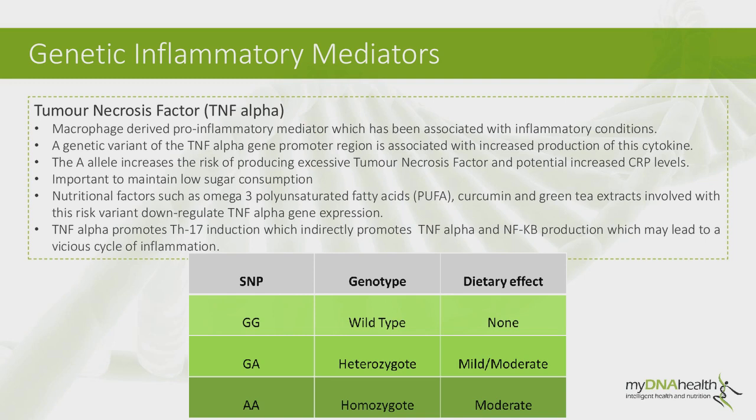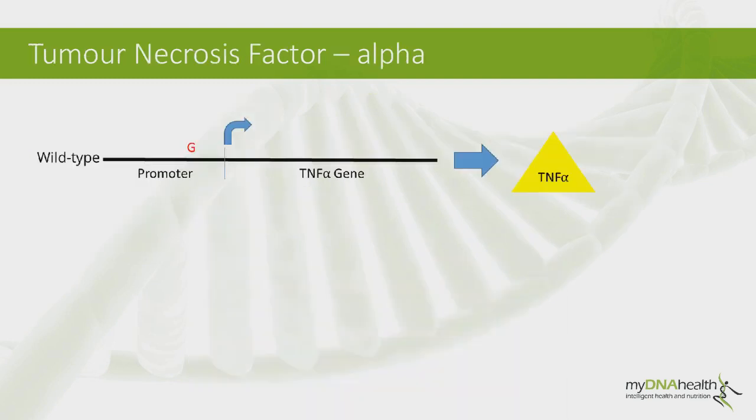There's also research that points to nutritional factors such as omega-3s, those essential fatty acids, things like curcumin and green tea extracts, which can be involved in directly downregulating the risk variants. And there's some very interesting research around that, because TNF-alpha promotes Th17 induction, which indirectly promotes TNF-alpha and NF-kB production, which can lead to this vicious cycle of inflammation that we talked about before. So this diagram is just to outline this in a different way, because I know it can be quite technical.